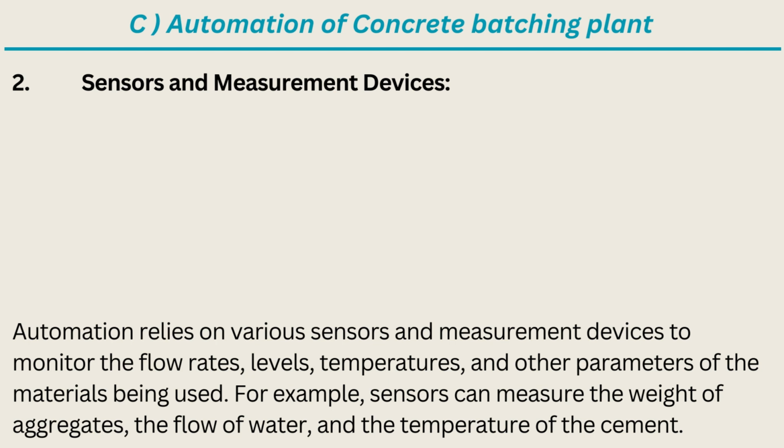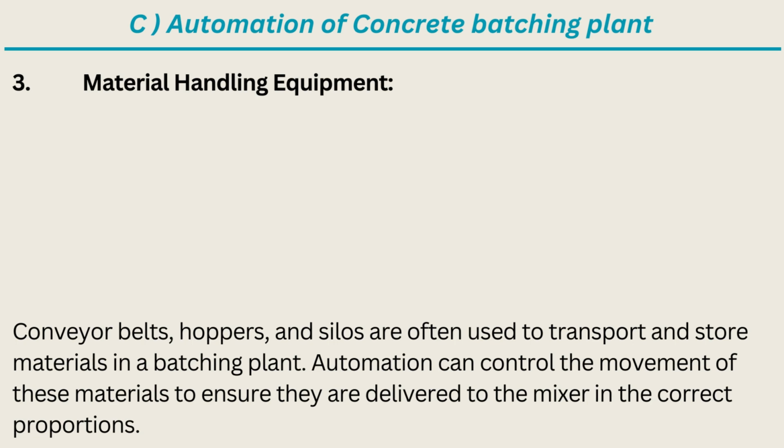2. Sensors and measurement devices. Automation relies on various sensors and measurement devices to monitor the flow rates, levels, temperatures, and other parameters of the materials being used. For example, sensors can measure the weight of aggregates, the flow of water, and the temperature of the cement.